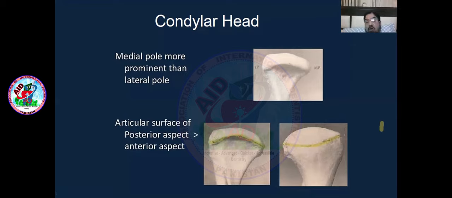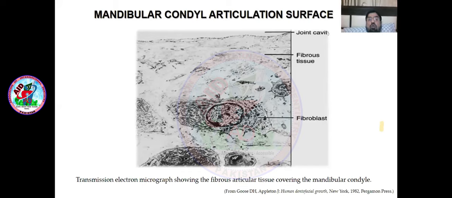When you look at the posterior surface, this is the only surface of the condyle which actually comes in articulation. When we look at the surface of the joint, we see that the joint cavity is right there, and here starts the condyle.